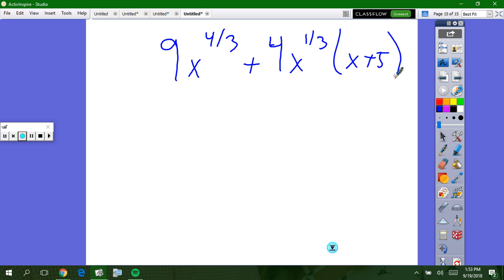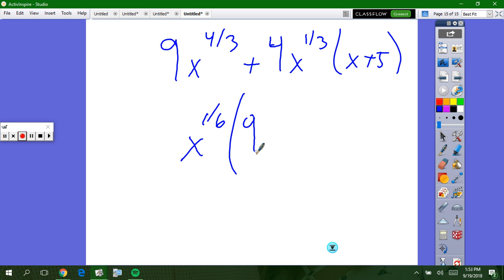No, they don't, do they? Does x to the 4/3 and x to the 1/3 have something in common? They do. They have x to the 1/3 in common. So I can factor that out. Okay? So just as I just showed you, we're going to pull him out. Now, the 9 had nothing to do with what we just pulled out, so we just leave him alone.